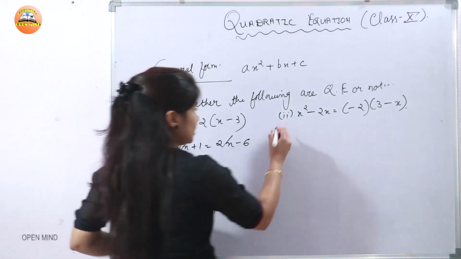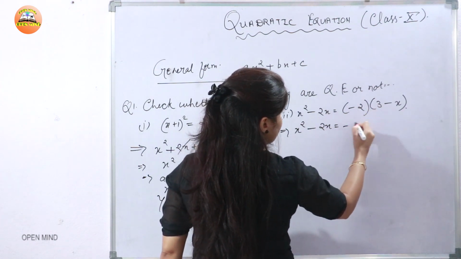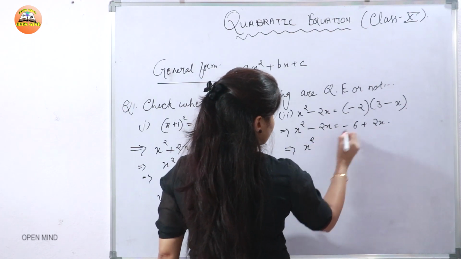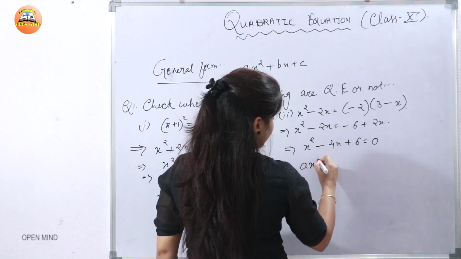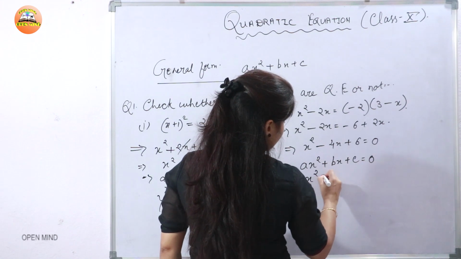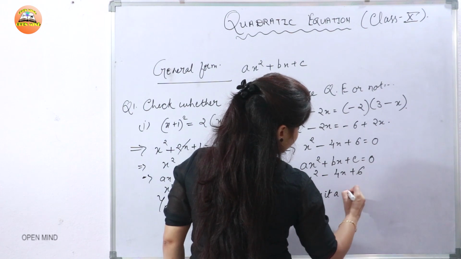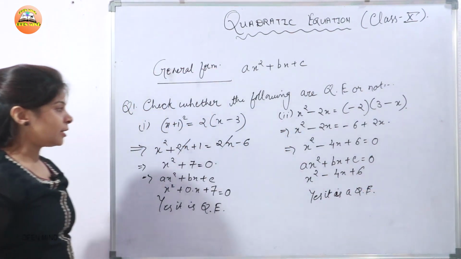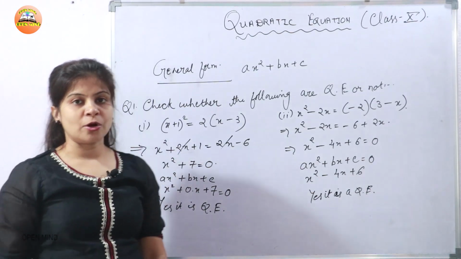Now for the second one, see what we do. x square minus 2x is equal to minus 6 plus 2x. So this implies x square minus 4x plus 6 is equal to 0. The general form of the equation is ax square plus bx plus c is equal to 0. We can write it in this form. So yes, again it is a quadratic equation. This is the way to check whether the equations given to us are quadratic equations or not.